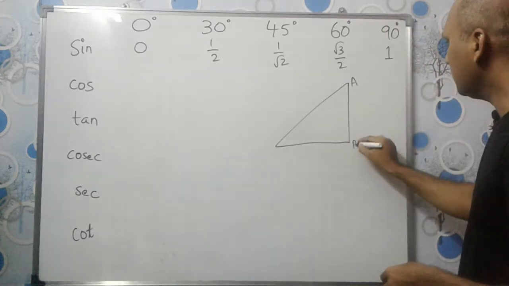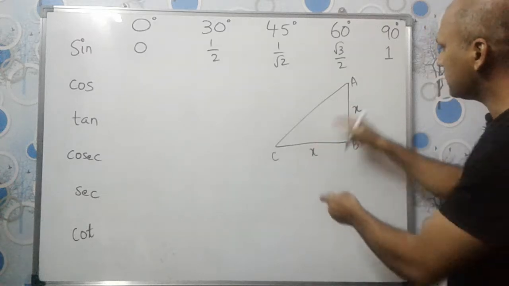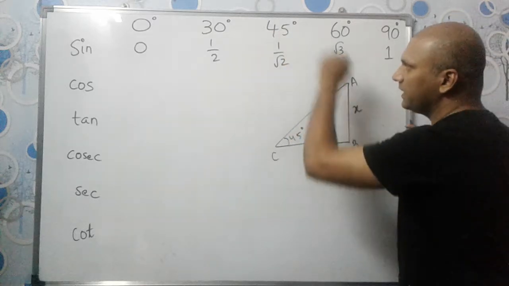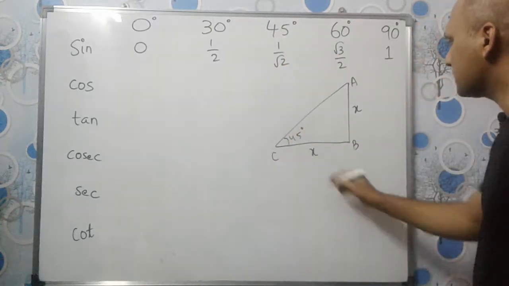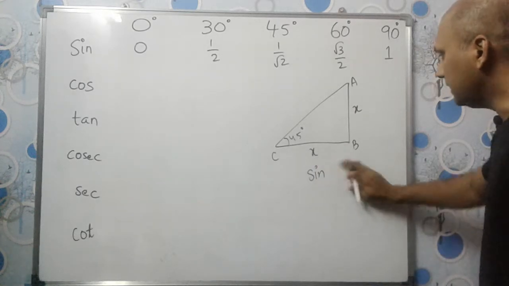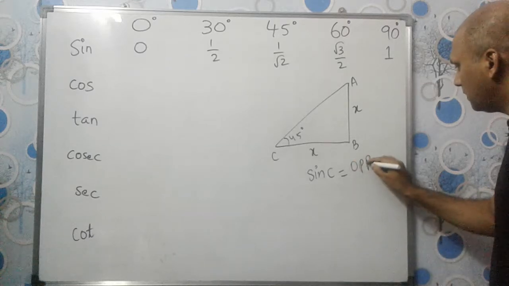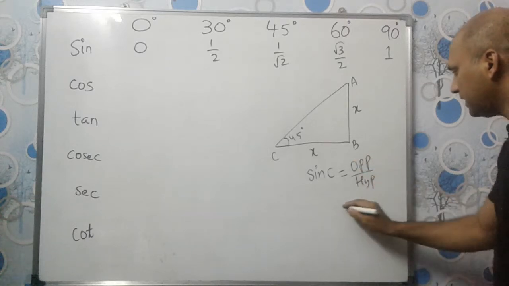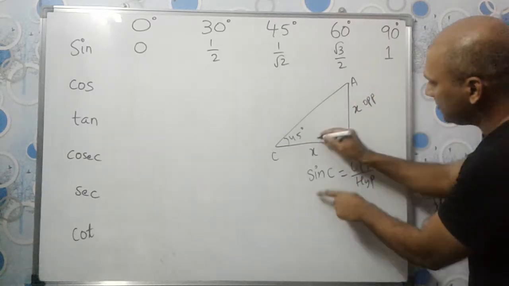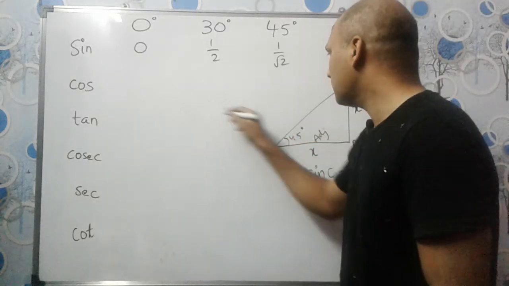Now this is A, B and C. Let us take this side as x. So these two sides are equal because we are taking an isosceles triangle, because we need to find 45 degrees. So let us find sine 45, or sine C. What is the formula of sine? Opposite by hypotenuse. So opposite is this side AB, adjacent is BC. We don't know what AC is. Let us find AC using Pythagoras theorem.